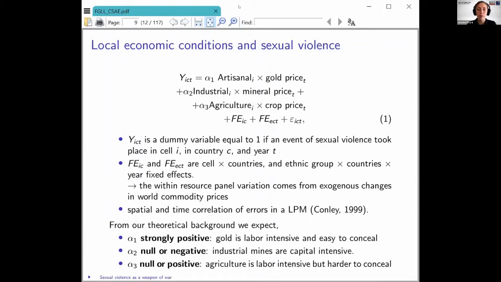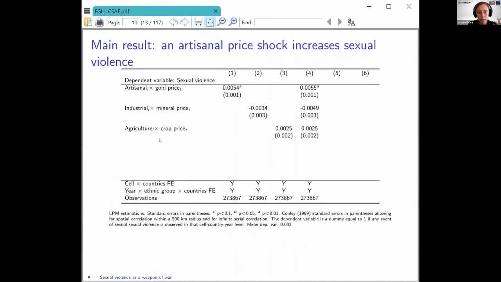And based on our theoretical framework, what we expect is that we should observe a positive coefficient for artisanal mining, because artisanal mining is this caricatural example of a labor-intensive and easy-to-conceal resource, while we should observe a null or negative relationship between industrial mining and sexual violence, and a null or positive relation between agriculture and sexual violence. And moving to the estimation, this is exactly what we observe, whether we introduce resources in a staggered manner or altogether.